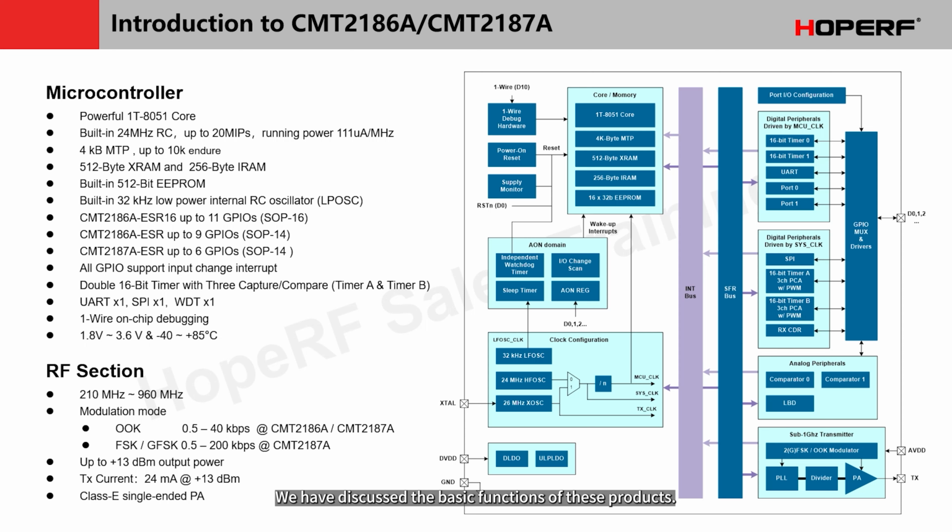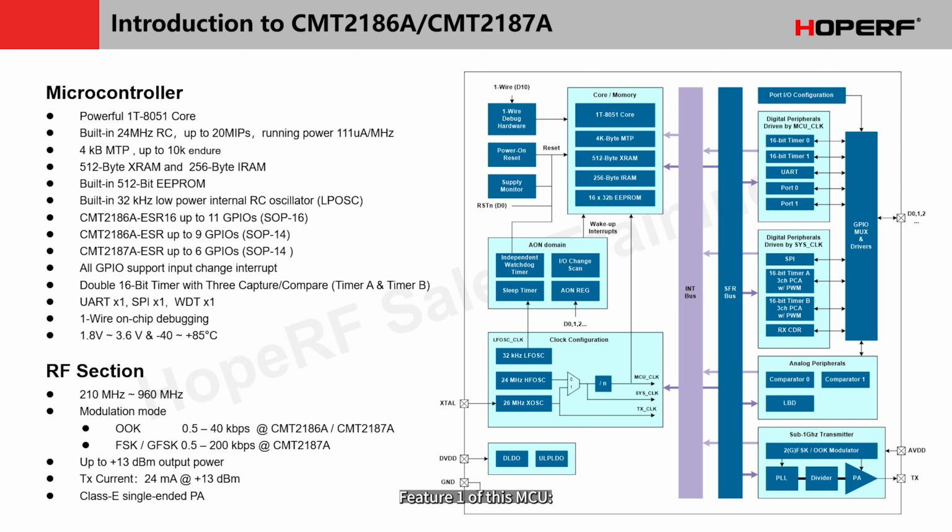We have discussed the basic functions of these products. Let's take a closer look at some of their functions, resources, and features. We'll start with CMT2186A and CMT2187A. This page lists the MCU resources and RF features of these two models. On the right is a block diagram. And on the left are some of its features.